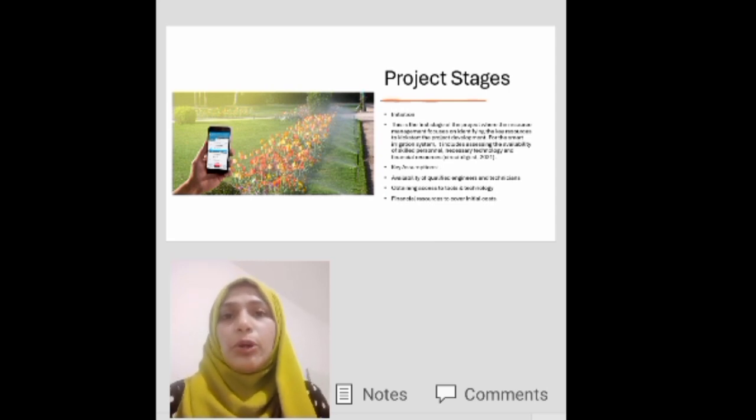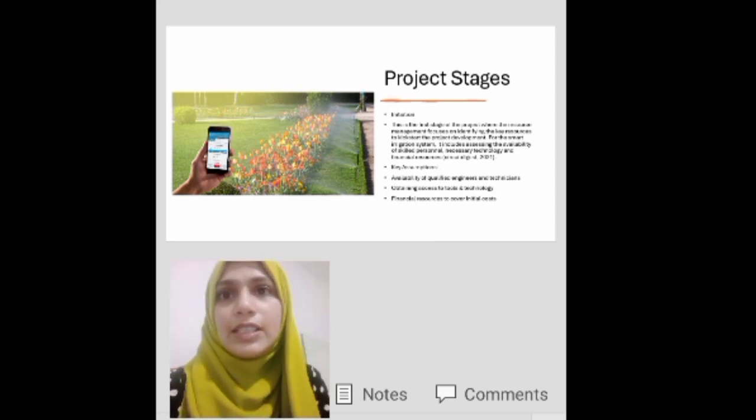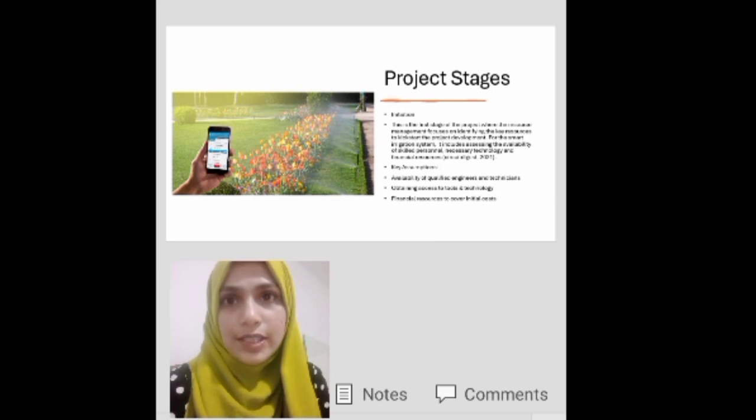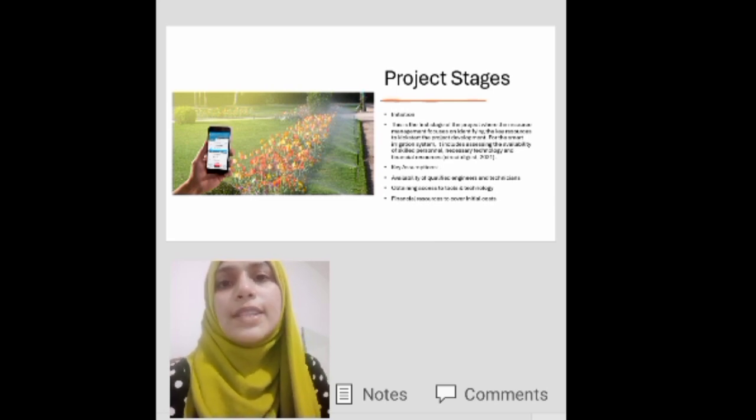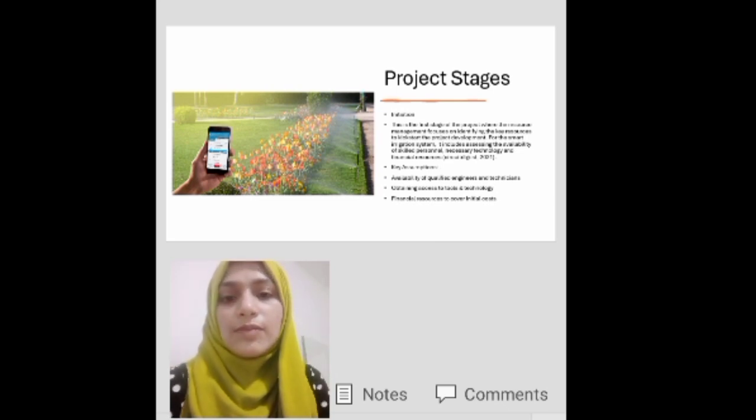The first stage of project is initiation, where the focus is on identifying the key resources necessary to kickstart the project development for our smart irrigation system. This includes assessing the availability of skilled personnel, necessary technology, and financial resources as noted by Circuit Digest in 2021. The key assumptions in this stage are the availability of qualified engineers and technicians, obtaining access to tools and technology, and securing financial resources to cover initial cost.